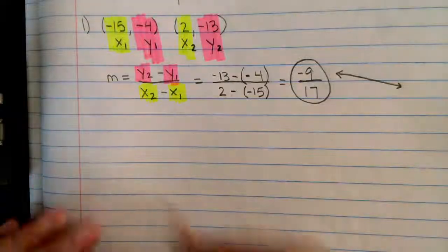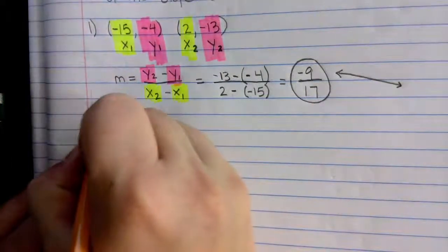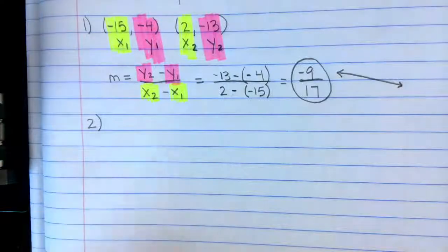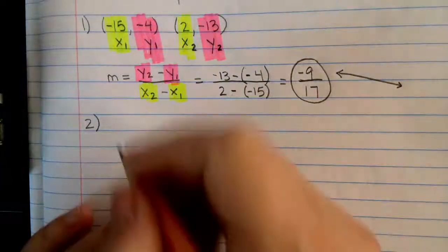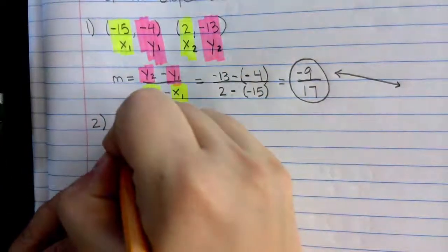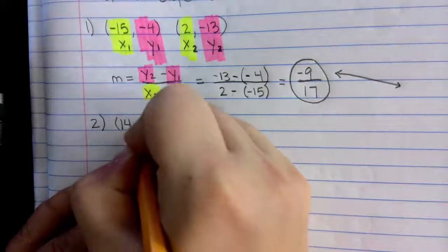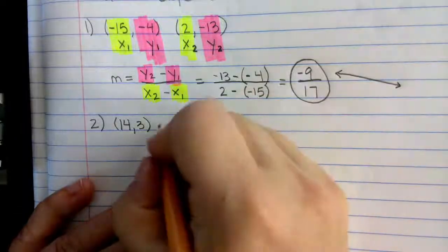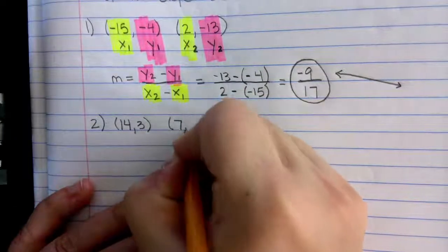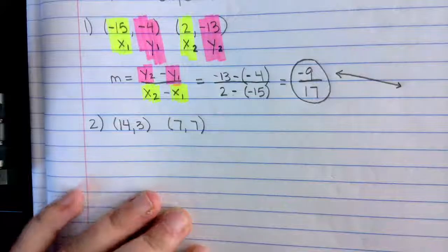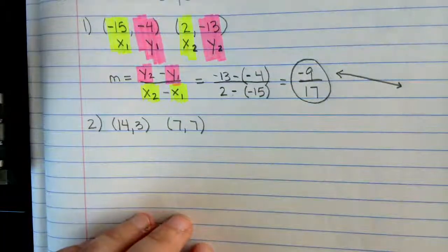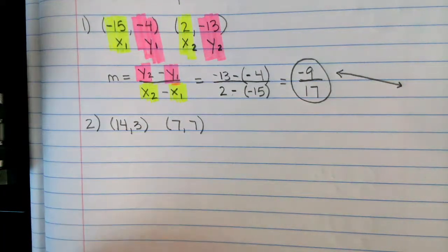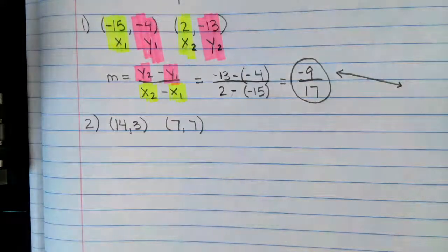All right, number 2. Number 2, we have 14, 3, and 7, 7. That's not right. Okay, whatever. Just going to go with it.